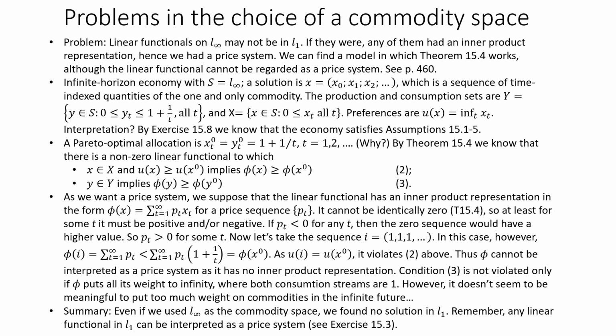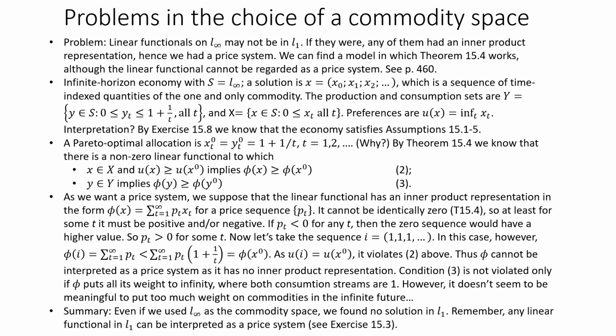Conditions 2 and 3, which you can see in the middle of the slide, come from theorem 15.4, the second welfare theorem. So this is the linear functional, the existence of which is ensured by theorem 15.4 and especially by the 5 conditions underlying the second welfare theorem. So we can be sure that this linear functional exists, and we want to interpret it as a price system. So we want to find an inner product representation for this linear functional. We suppose that the linear functional has an inner product representation in this form.